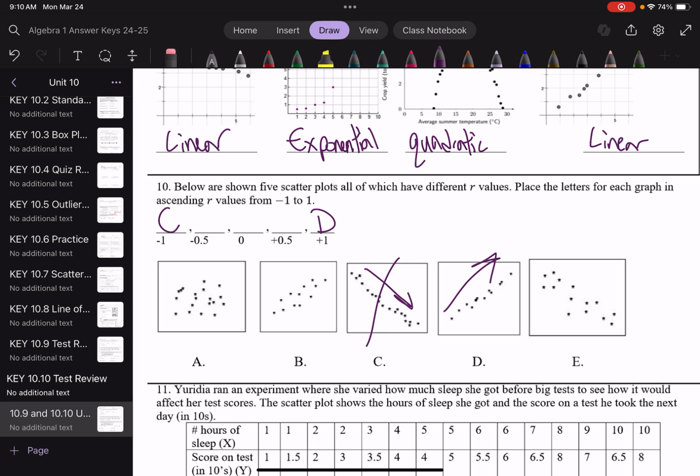Then I'm going to go in ascending order. If I look at E, it's not super strong, but I still do have a negative correlation here. If I look at B, I have a positive correlation, but it's not super strong. And A really does not have any correlation whatsoever.